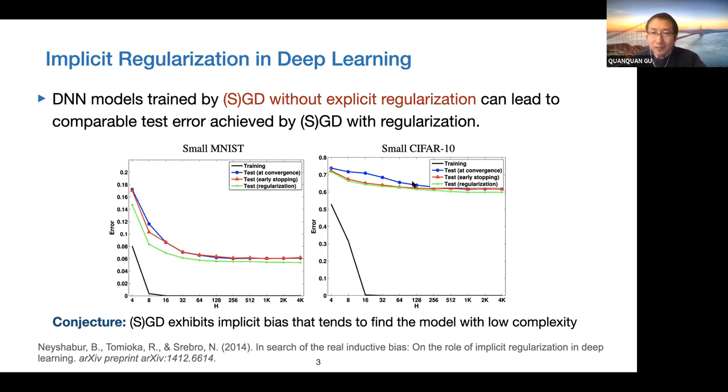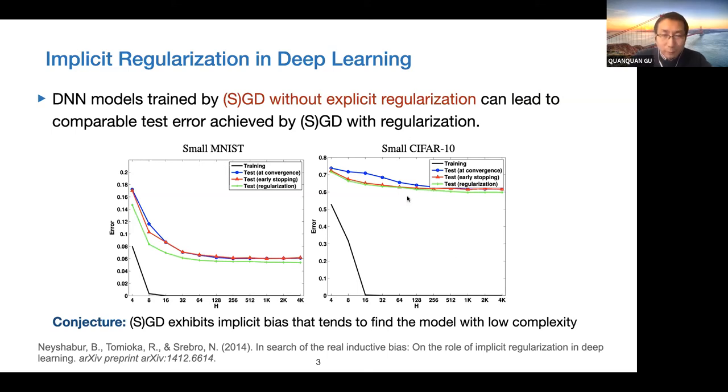And on the CIFAR-10 data set, you can observe a similar phenomenon. And the main difference is on this data set, no matter whether you are doing weight decay or not, SGD can achieve basically very similar and very good error on the CIFAR-10 data set.